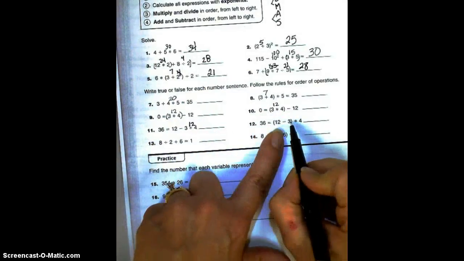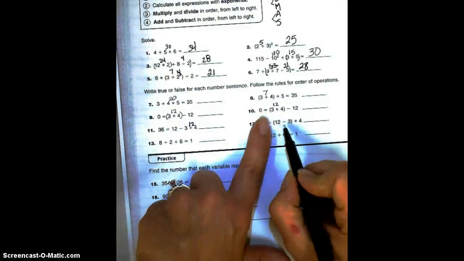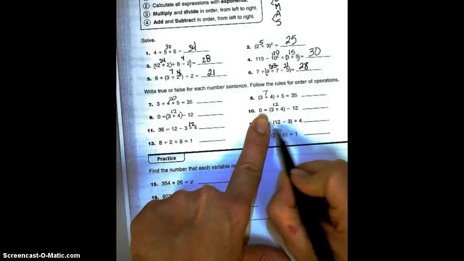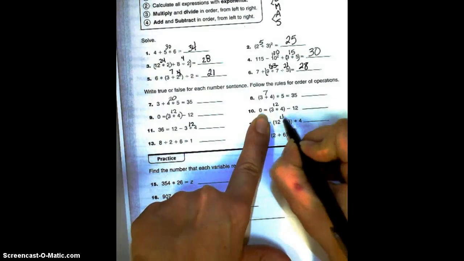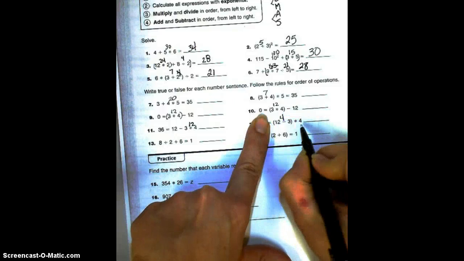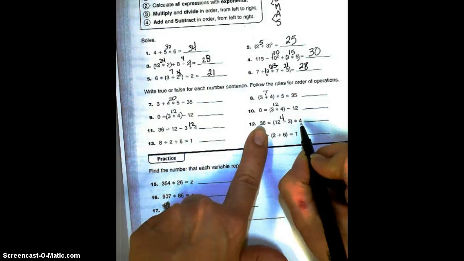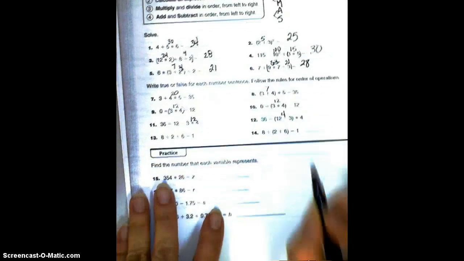This one right here will finish. Starting left to right. Are there any parentheses? Well, yes, there are right here. 12 divided by 3 is 4, and 4 times 4 is 16. 16 does not equal 36, so that one would be a false. Even though they look the same, those parentheses are going to change your value.